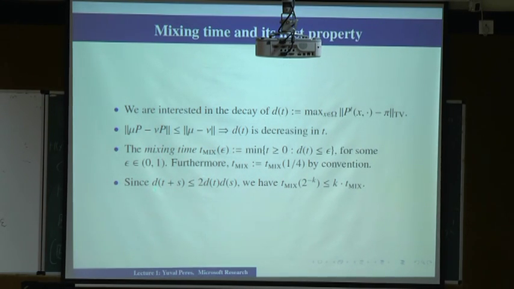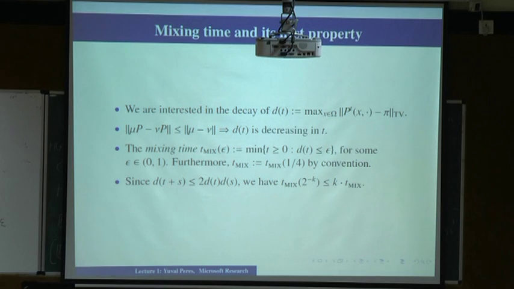Now, one nice property of this variation distance is submultiplicativity. D of t plus s is at most twice d of t times d of s. Okay, and this can be seen in many ways. Let me show you one way which relates to another useful quantity.